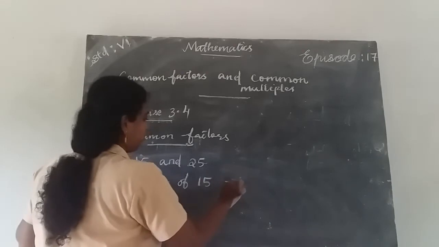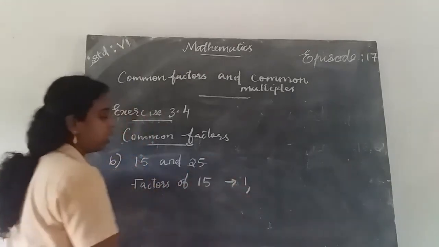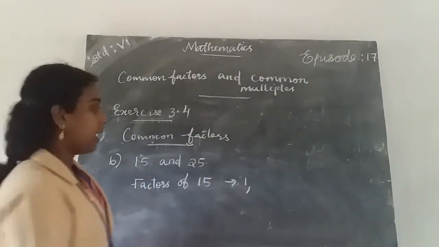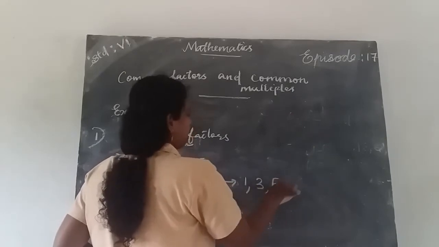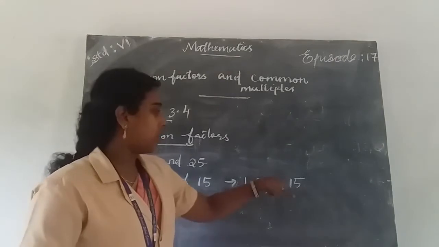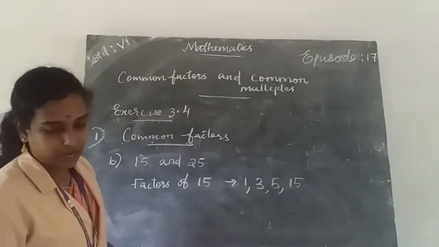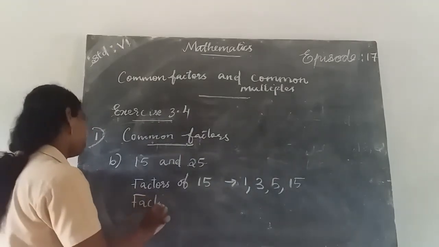Factors of 15: 15 comes under the table of 1, it does not come under the table of 2, then 3. 5 threes are 15, and the table of 5, then the table of 15. Okay, so 1, 3, 5 and 15 are the factors of 15. And next one is factors of 25.